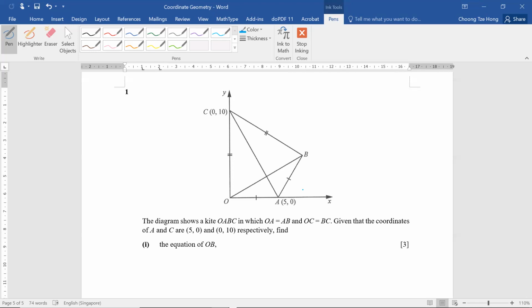This is the 2018 Paper 1 Question 9. Let's read the question. The diagram shows a kite OABC, in which OA equals AB. They have already drawn it inside a diagram for you. OA equals AB, OC equals BC. Given that the coordinates of A and C are (0, 10) and (5, 0) respectively, find the equation of OB. So they want the equation of this line OB.